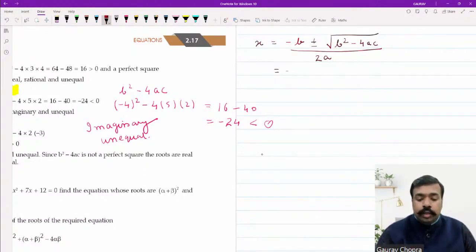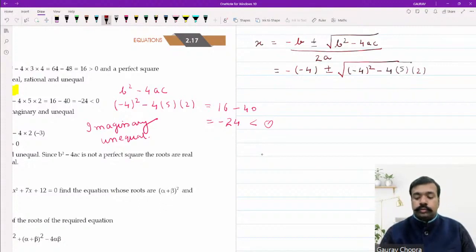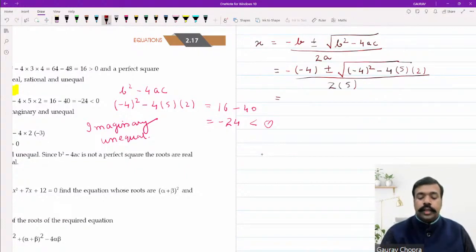So we will substitute the values here and see what happens. So let us put the value of b. b is minus 4, then plus minus root of minus 4 square minus 4, a is 5 and c is 2, whole divided by 2 times of a. All right, let's see what happens. It is 4 plus minus. Inside root, we are getting minus 24 and then divided by 2a.